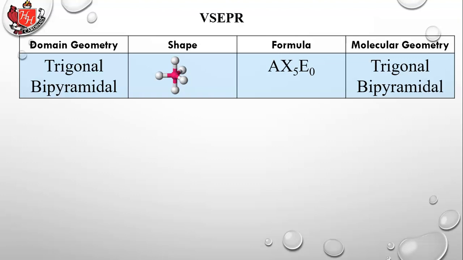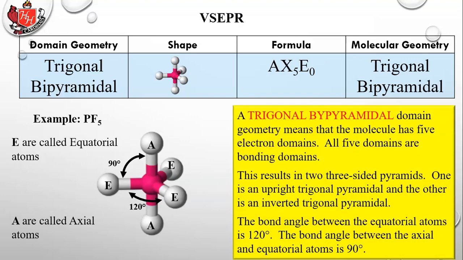This is an example of an extended octet with 2 more electrons than the usual octet of 8 that we're used to seeing. There's no lone pair, so the molecular geometry is also trigonal bipyramidal. A trigonal bipyramidal domain geometry means that the molecule has 5 electron domains. All 5 domains are bonding domains. Now, there are names for each of these. The 3 that go around the center on the sides are called equatorial, like the equator of the Earth. And the one on the top and the one on the bottom are called axial. That's like the North Pole and the South Pole, in a sense.